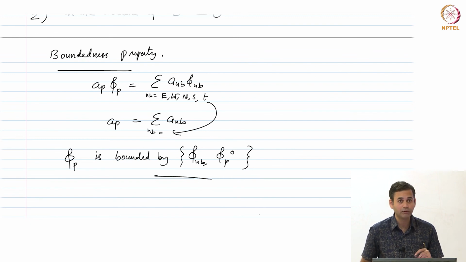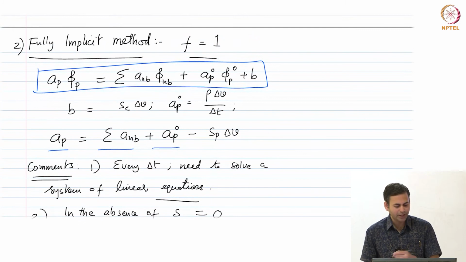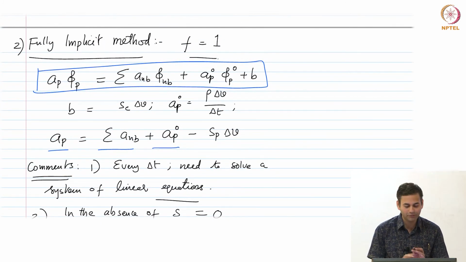Now will it not be bounded in any context? Let us say the source term is still 0. Would there be a condition where it will not be bounded? Let us say you take any delta T. Would there be an effect of delta T on this? No, because it does not matter what delta T you take, AP0 will adjust, and AP will still be the sum of sigma A nb, and AP phi p would still be the sum of sigma A nb phi nb.